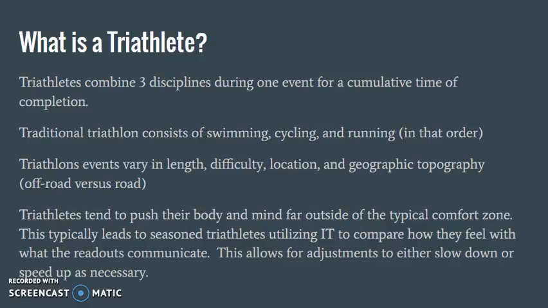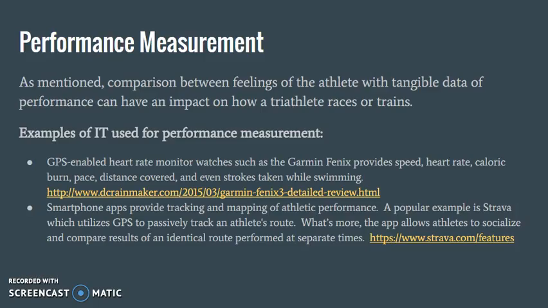And triathlon events vary in length, difficulty, location, and geographic topography. For instance, off-road triathlons, like with mountain bikes and trail running, versus road, with both bicycle and running on the road. And triathletes tend to push their bodies and minds way outside of the typical comfort zone of normal living, and this typically leads to seasoned triathletes using IT to compare how they feel with readouts that they get and communicate that. This allows for adjustments to either slow down or speed up during their sport as needed.